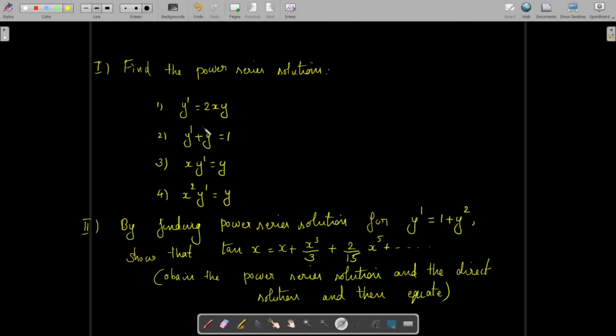Now try to do similar problems. Find the power series solutions: y dash equal to 2xy, y dash plus y equal to 1, x y dash equal to y, x square y dash equal to y. By finding the power series solution for y dash equal to 1 plus y square, show that tan x equal to x plus x cube by 3 plus 2 by 15 x raised to 5 plus etc. Here first you obtain the power series solution of this differential equation, then you find the direct solution because we may write this as dy by dx equal to 1 plus y square. So by separation of variables you can solve this differential equation. Then equate the two solutions. Then we will get a relation like this. This is actually the power series expansion of tan x.